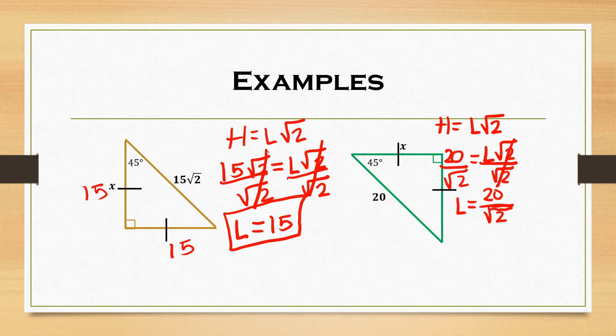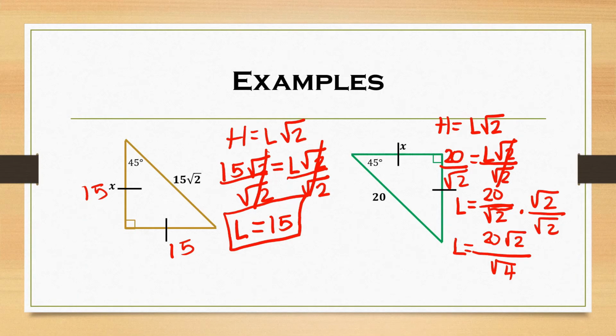Now, eto na ba yung ating final answer? Hindi pa. Kasi, ang ating denominator is a radical. So, we need to rationalize it by multiplying both the numerator and denominator by the denominator. So, multiply natin, okay, by square root of 2 over the square root of 2. Okay? So, 20 times square root of 2, that is 20 square root of 2, over square root of 2 times square root of 2, that is square root of 4.